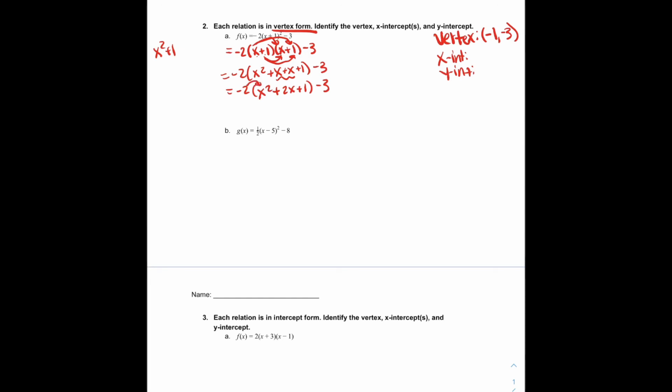Okay, so now I can distribute my negative 2 through. So we have negative 2x squared. Negative 2 times 2x is minus 4x. Negative 2 times 1 is negative 2 minus 3. Got some like terms I can combine here. So I have negative 2x squared minus 4x minus 5. So I can identify my y-intercept. My c value is 0, negative 5.